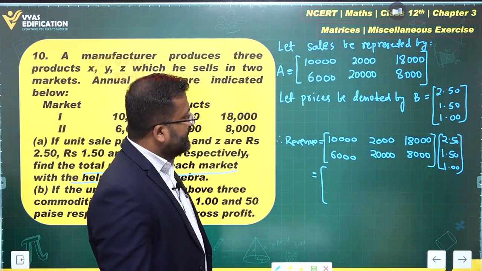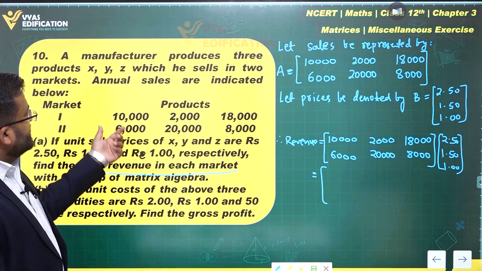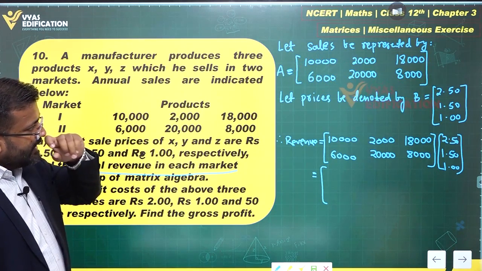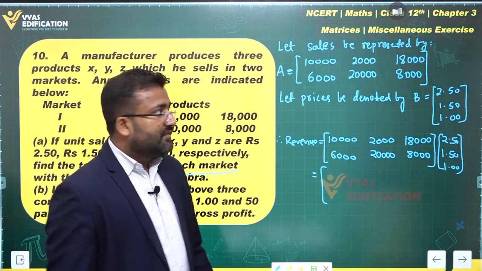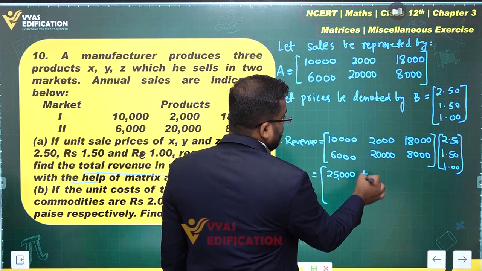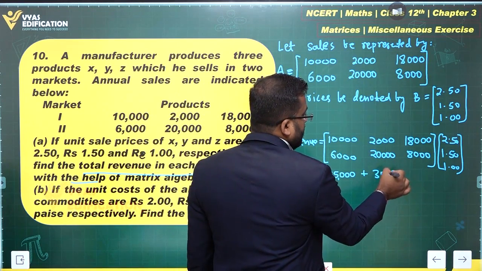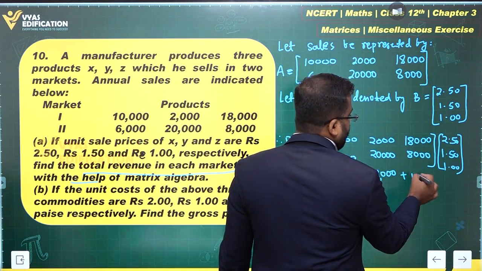Let's multiply them together. This first row gets multiplied with the first column. Let me just check the numbers once: 2,000, 18,000, 20,000, 8,000 and 6,000, right? So we are multiplying 10,000 with 2.5. So this is 25,000, right? 25,000 plus 2,000 times 1.5 is 3,000, plus 18,000 times 1 is 18,000 only.